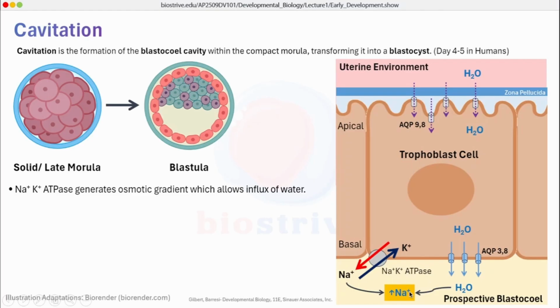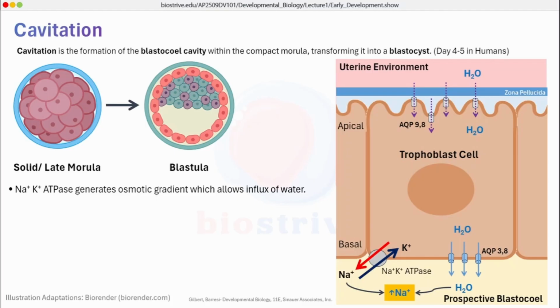The sodium will be present in higher concentration outside the cell as compared to inside of the cell, and wherever solute goes, water follows it. Wherever sodium goes, water follows it. So water from the cell will start coming out through these specific aquaporins, which are aquaporin 3 and 8 present on the basal surface of these trophoblast cells.